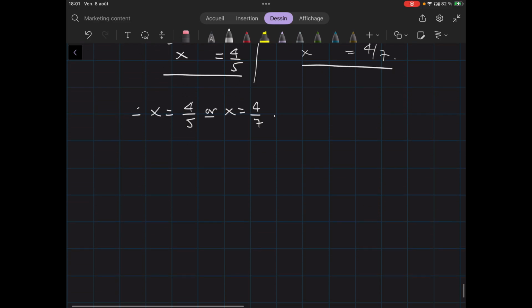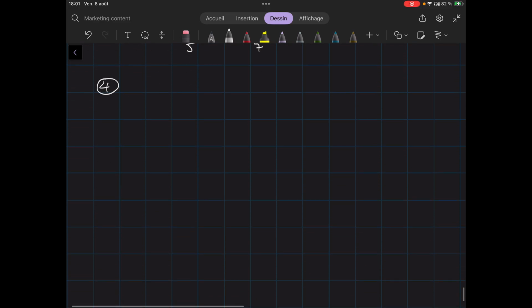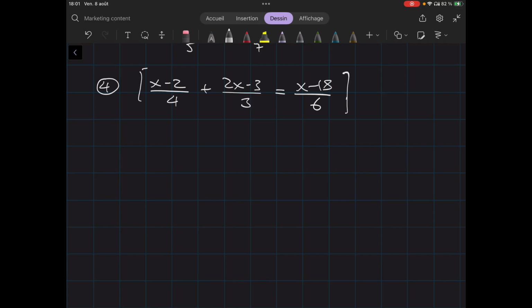Question 4. We want to solve (x minus 2) divided by 4 plus (2x minus 3) divided by 3 is equal to (x minus 18) divided by 6. We are going to multiply both sides of the equation by a factor that would completely get rid of the denominators. To do that, we need to find the lowest common multiple of 4, 3, and 6, which is 12. If we multiply 12 to both sides of the equation, we will obtain this.